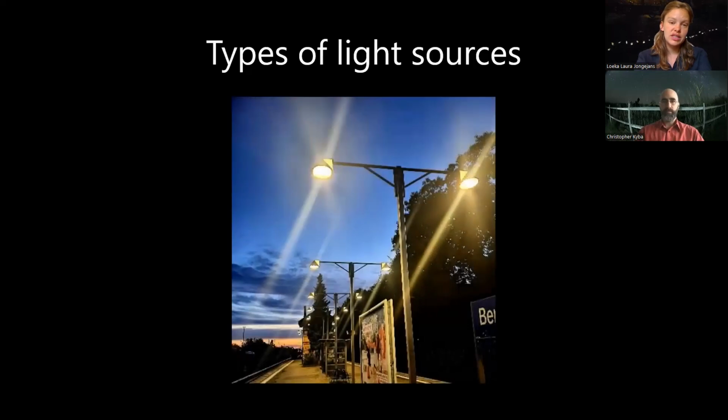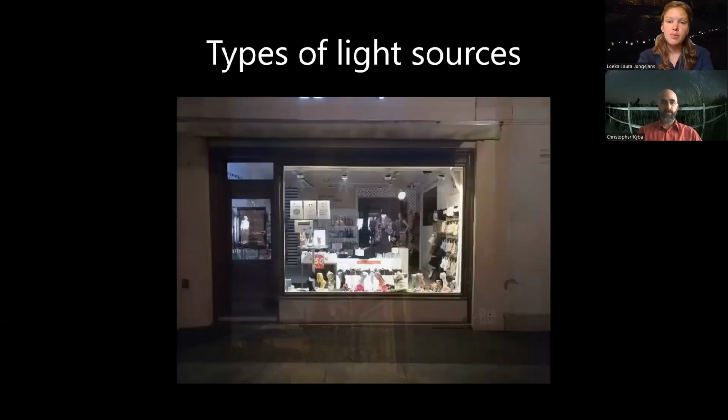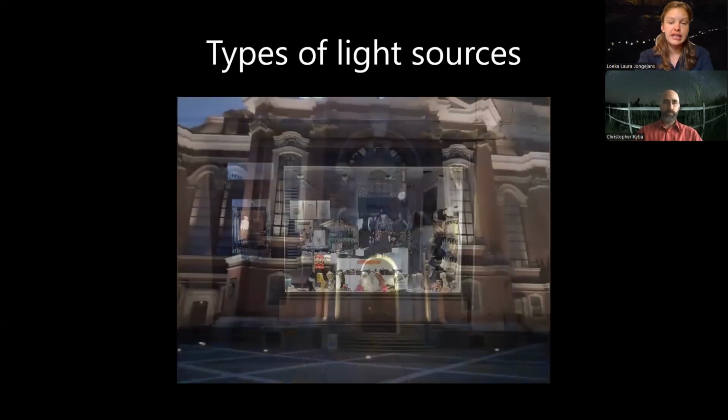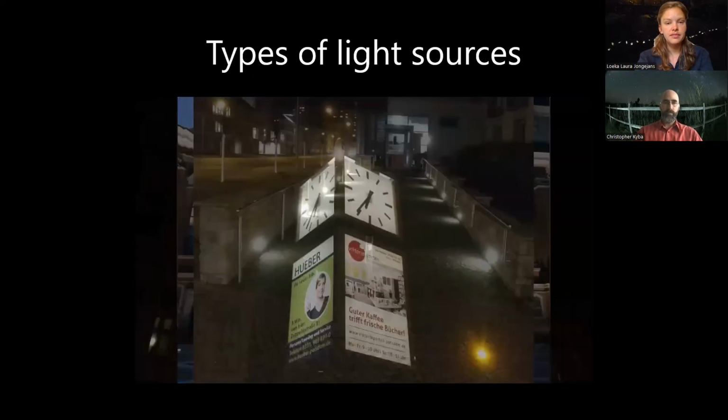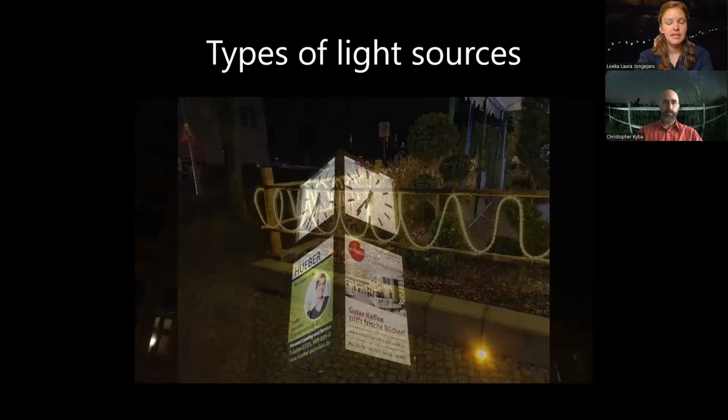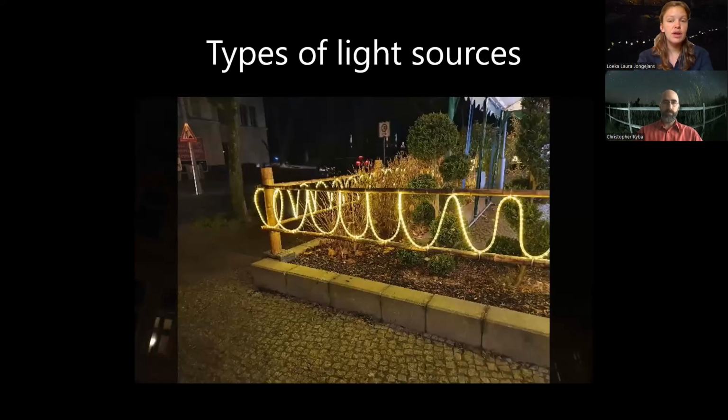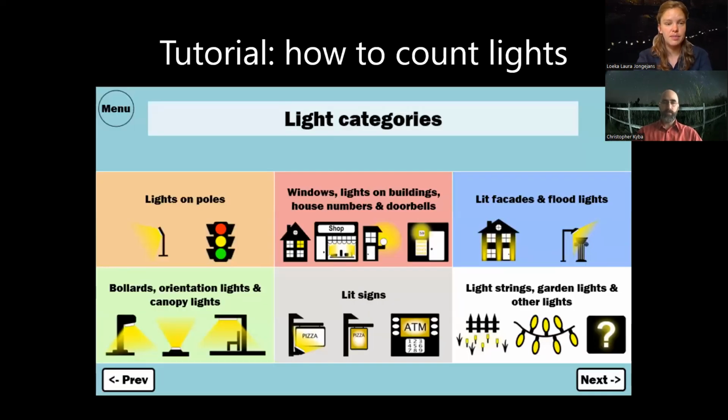And we distinguish thereby between different types of lights. So we look at, for example, street lights and traffic lights, shop windows, private windows, lit facades, orientation lights, lit signs, and decorative lights. And if you want to participate, you have to complete this online tutorial that you can find on our website. Here you will learn all about these kinds of lights that you need to know to participate and how to count them. And then you go out on the street and count lights.